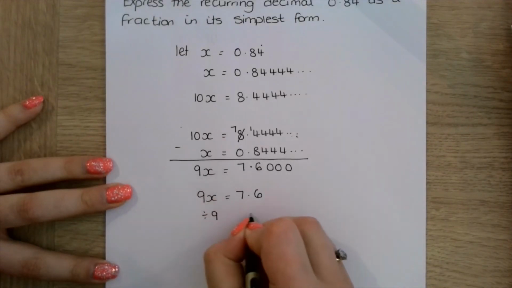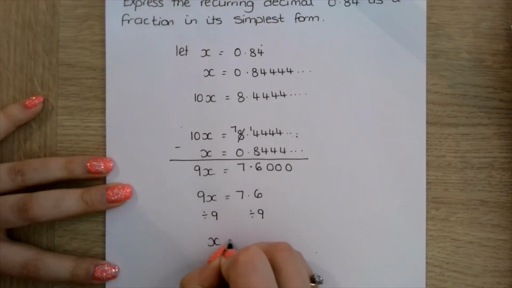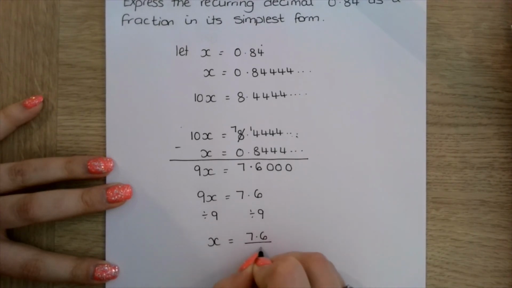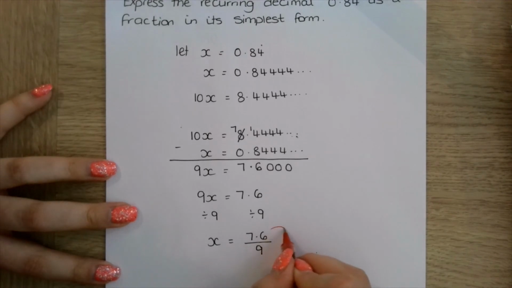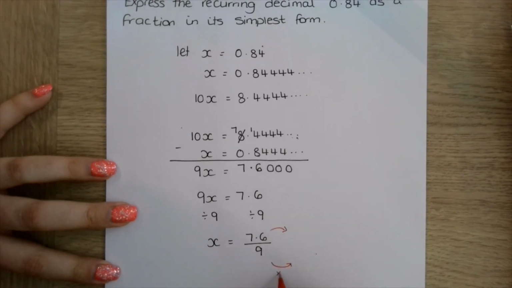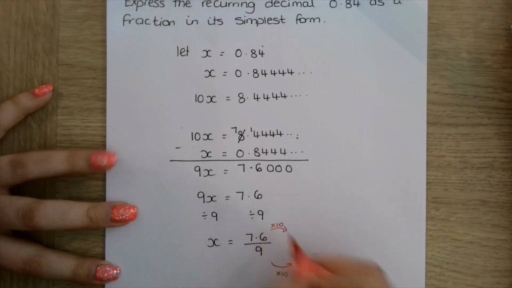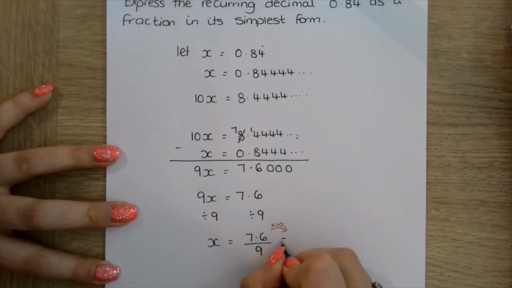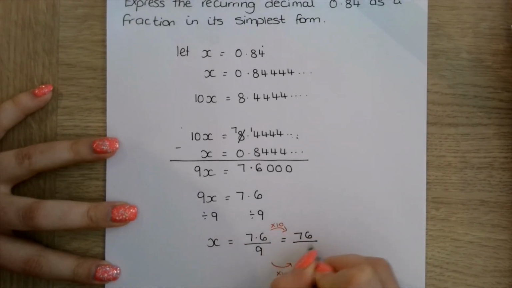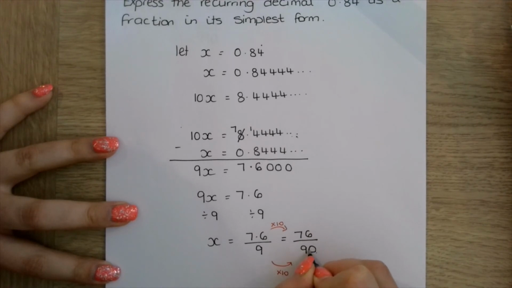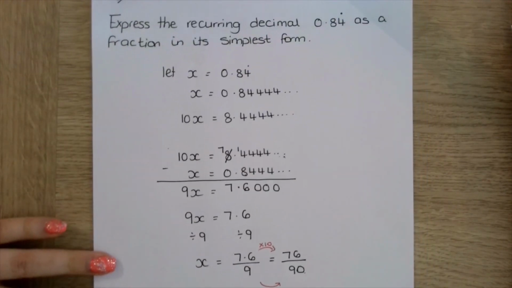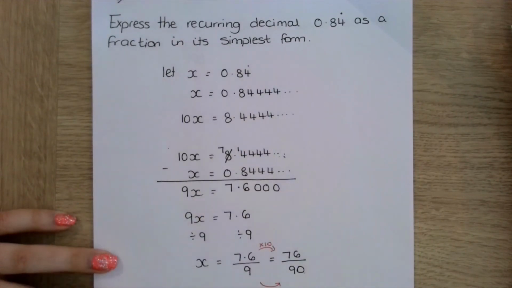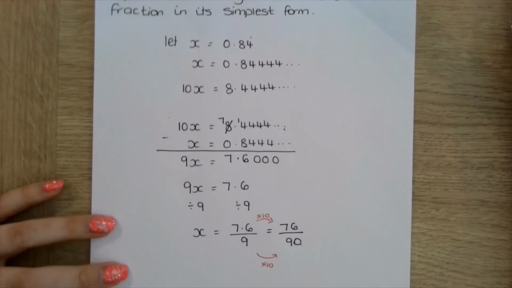Divide both sides by 9. X is equal to 7.6 over 9. Again, I have a decimal within my fraction, so I need to get rid of that by multiplying by 10. So 7.6 times 10 is 76, 9 times 10 is 90. That is a correct answer. However, to get the full marks, it's asking me for this in its simplest form.